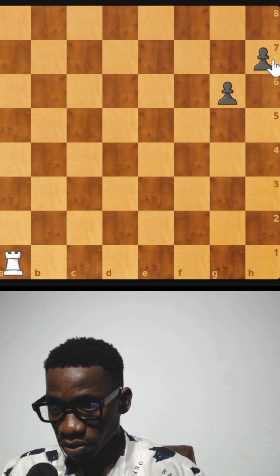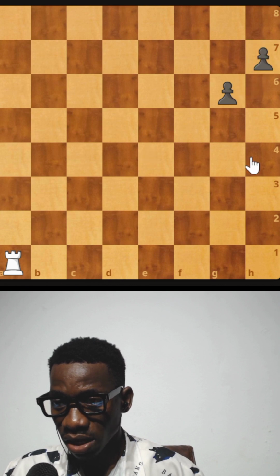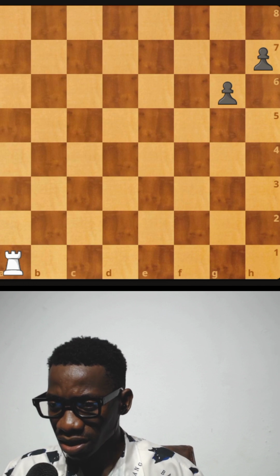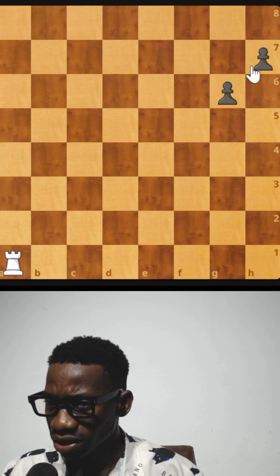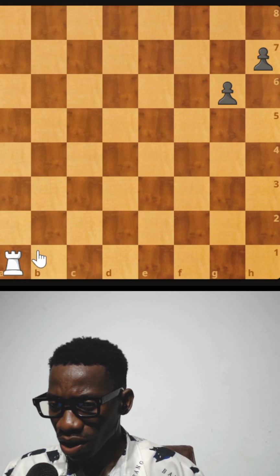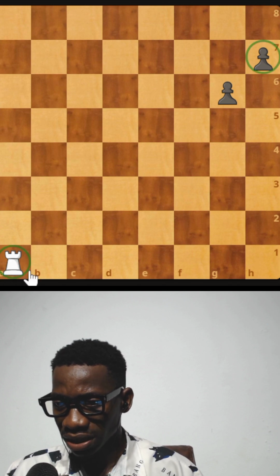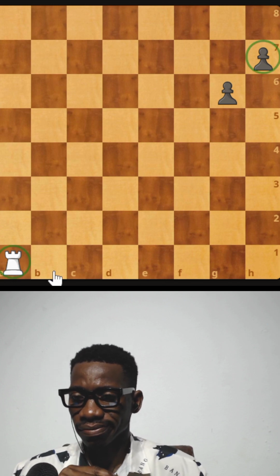Now, I've told you, this is the defender. This pawn over here is defending this. Alright, now if you want to capture, you go for the defender. Now you have two moves to capture this pawn with this rook. Now how do you do it?